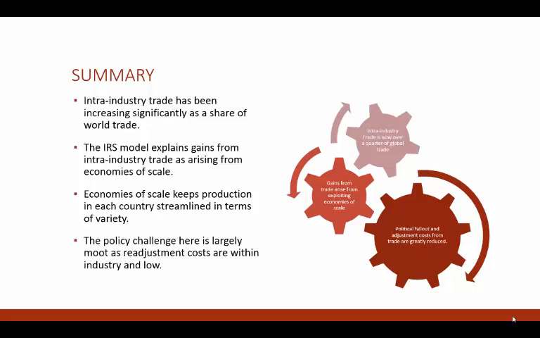The challenge here from a policy perspective lies in identifying those industries that produce with increasing returns to scale technology and encouraging trade agreements that lead to integration of such markets across countries.